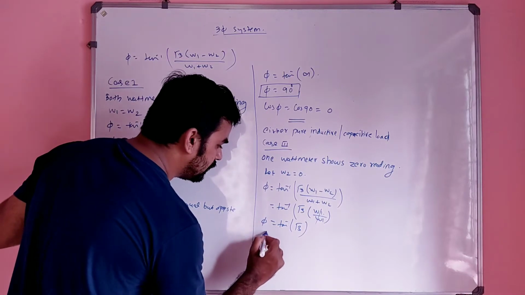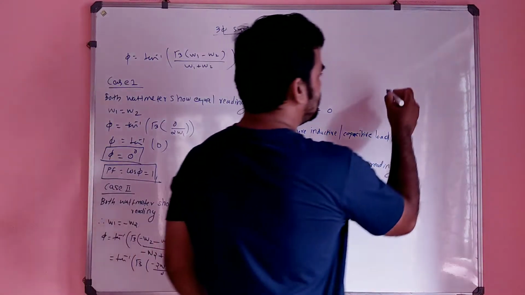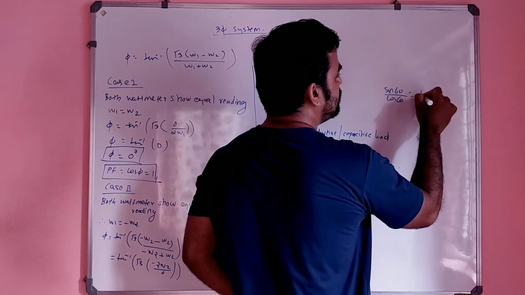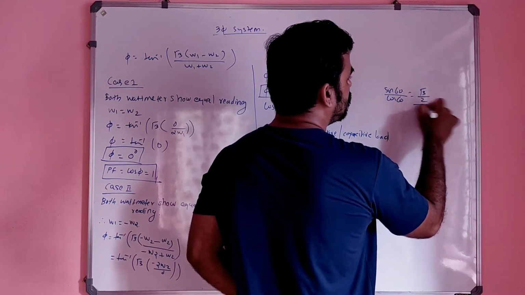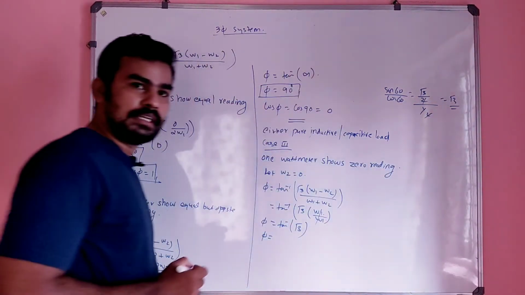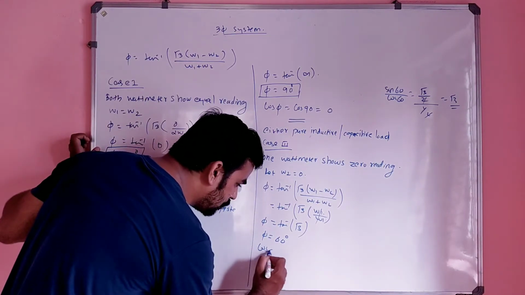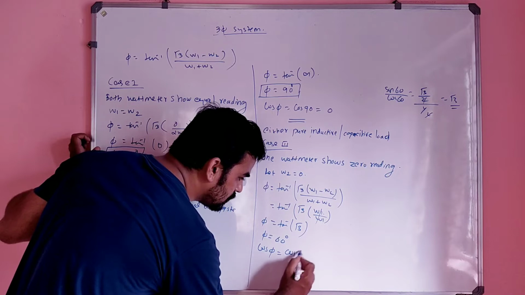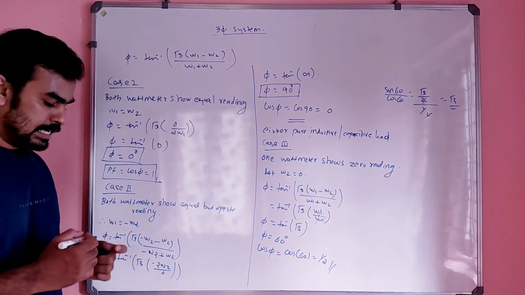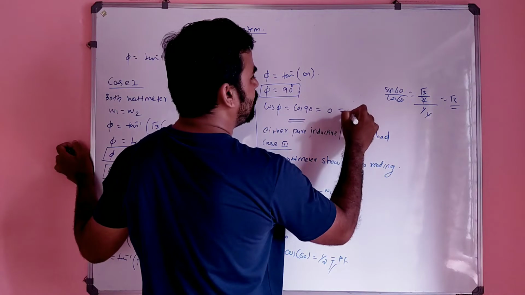So phi will be equal to what? What is the meaning of tan inverse root 3? Can you take sin 60 by cos 60? Sin 60 is root 3 by 2, and cos 60 is 1 by 2, right? The 2 and 2 get cancelled, and the result will be root 3. So I can say that phi will be 60 degree. Or I can say cos phi is equal to cos 60, which is nothing but 1 by 2. That means the power factor will be 0.5.